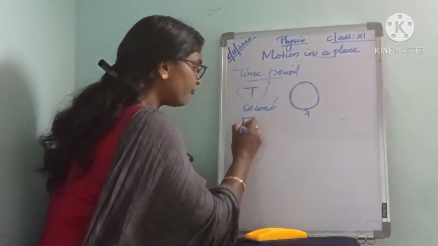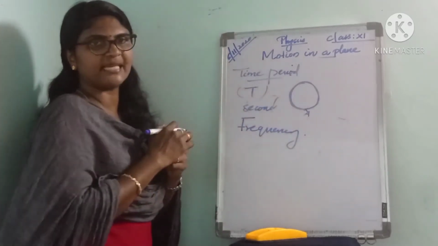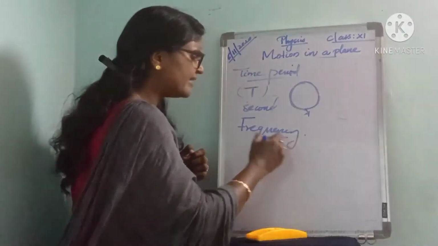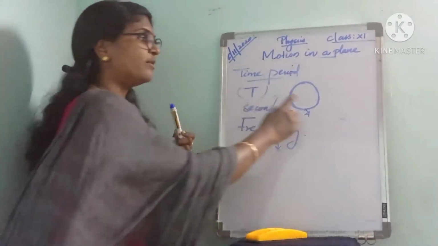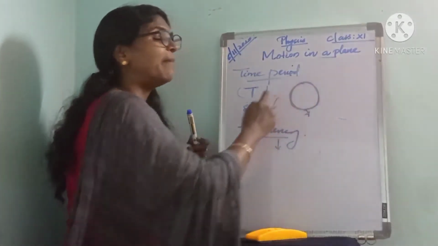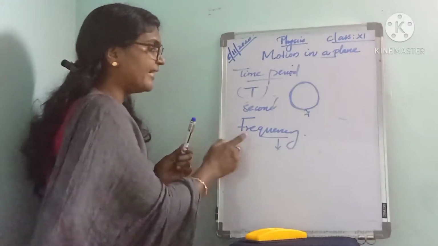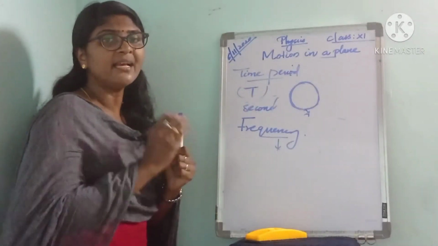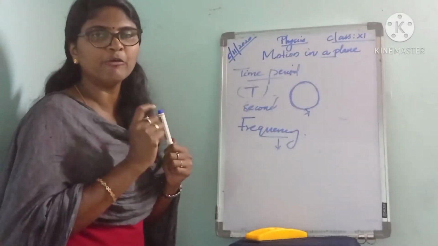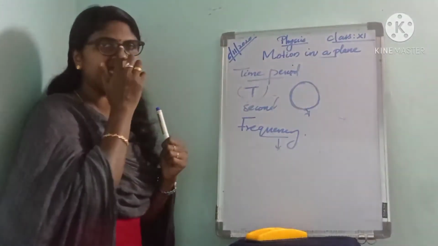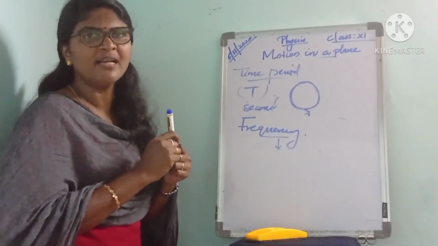Next is frequency. Frequency is the number of revolutions made in 1 second. In 1 second, how many revolutions are made by the revolving particle or revolving object, that is called the frequency. Or you can say the number of revolutions per unit time is called the frequency.